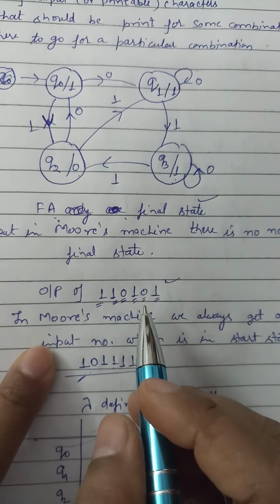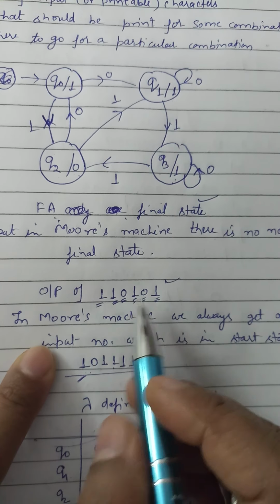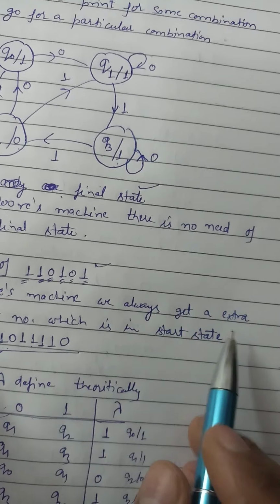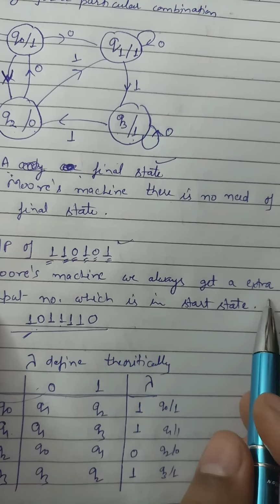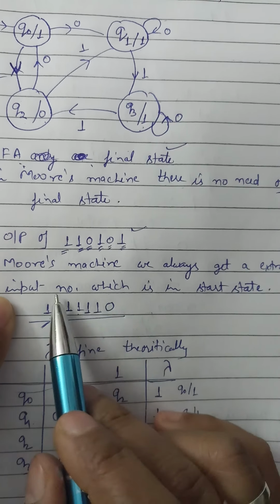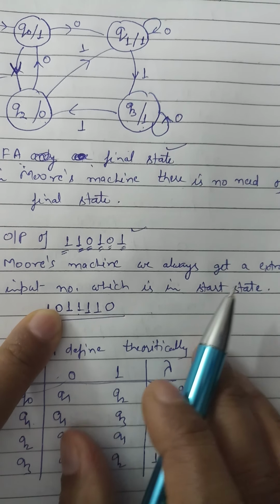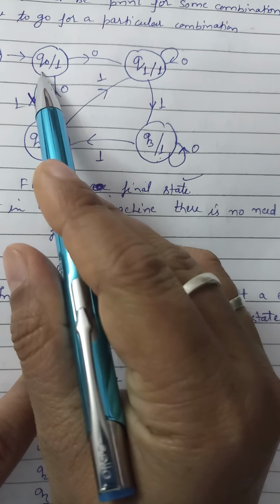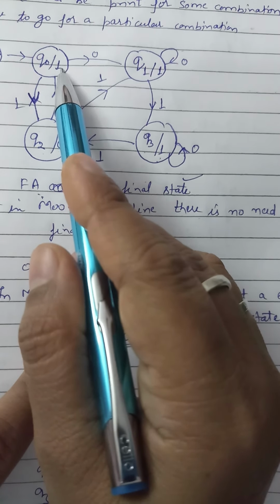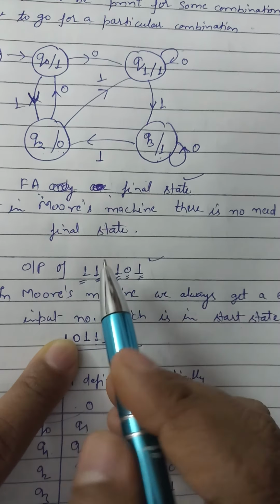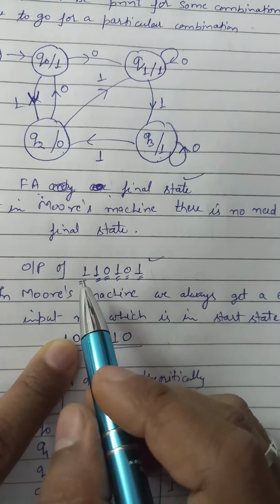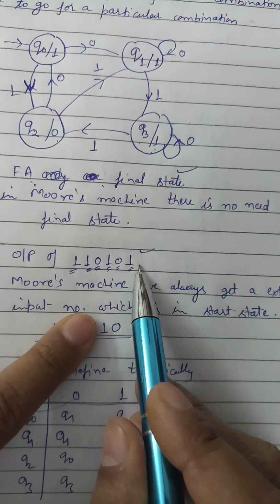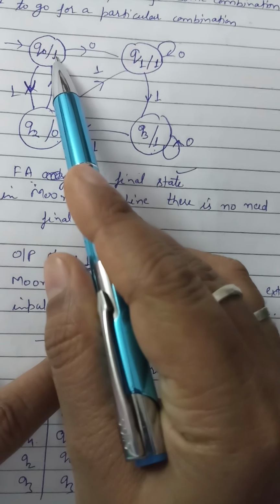One important thing here before we move to the output of that string. In Moore machine we always get an extra output, which is in the start state, or we can say the initial state. So what is the initial state? Q naught is the initial state, and what we have in the initial state is an extra output we will get in every string. So what will be the output of this string? First we write whatever we have at the initial state.